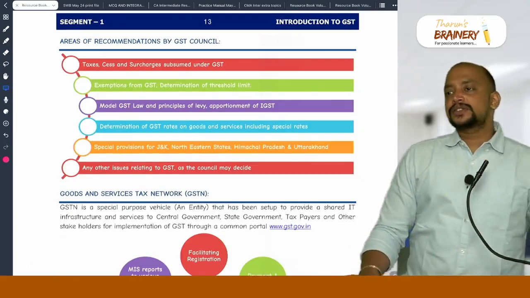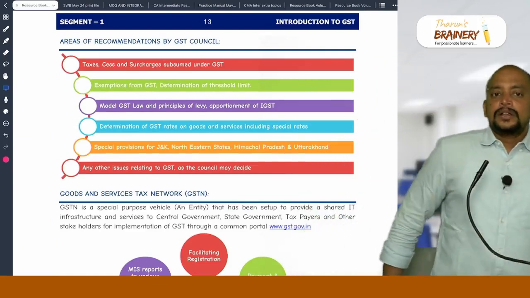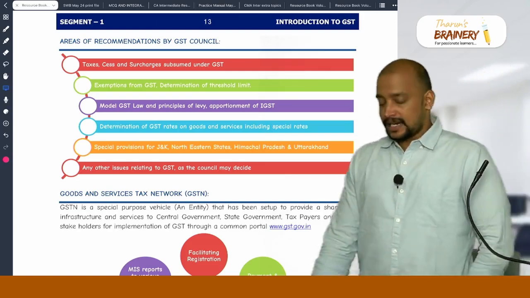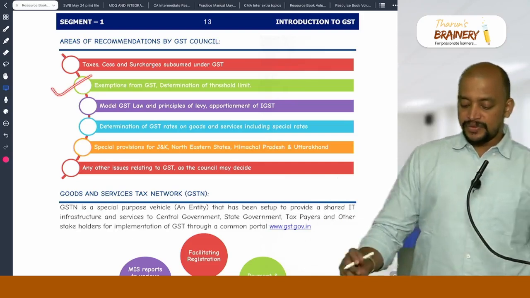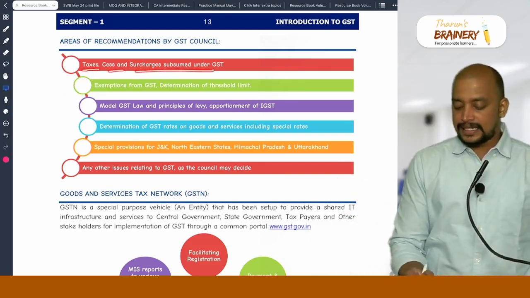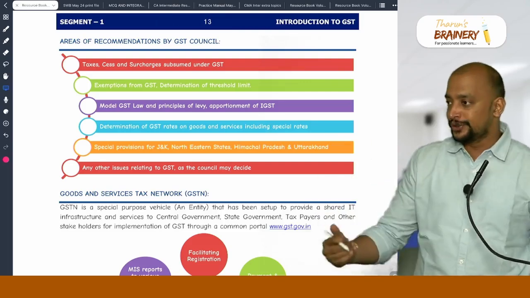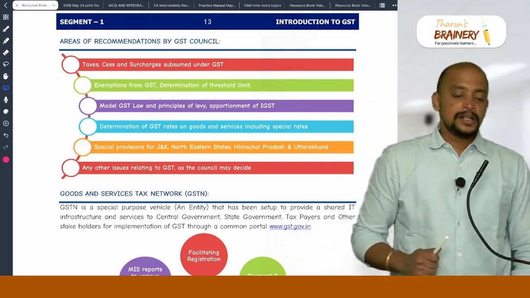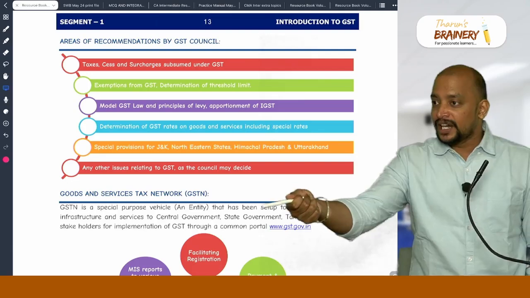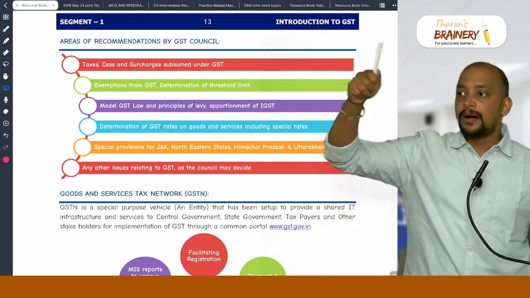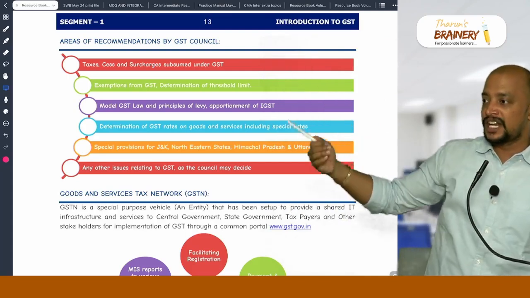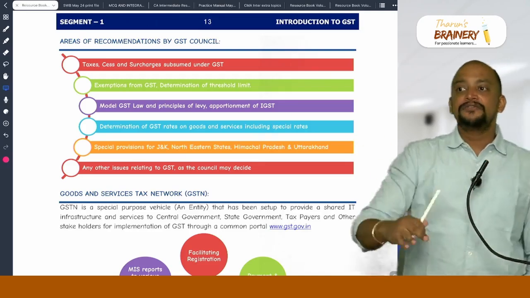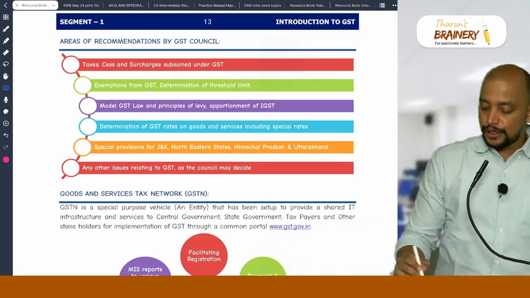Then what are the areas of recommendation by GST Council? Already we have seen in brief, that is taxes, tax rates, and then exemptions from GST. Taxes, cess and surcharges subsumed under GST, what and all should be brought into the GST. Exemptions and determination of threshold limit. Yes, I told you 20 lakhs. In case of goods it will be 40 lakhs. Again, in case of composition scheme applicability it will be 1.5 crores or 75 lakhs. Sometimes in case of northeastern states, like special category states, it will be 10 lakhs. For which state what should be taken as the limit, that is also decided by them.